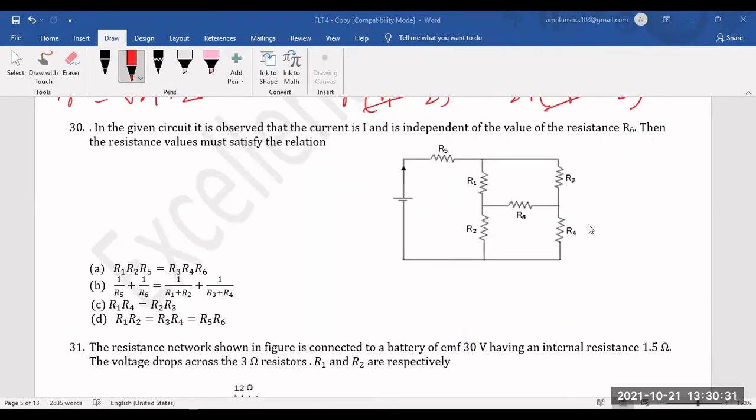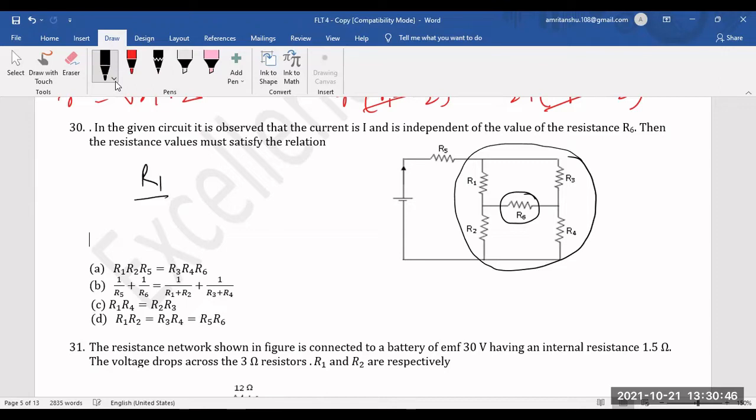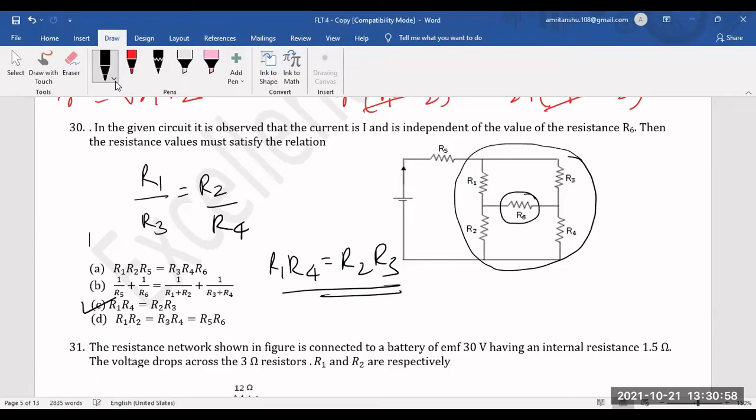So in this question, as it reads, the value of I does not depend on this resistance R6. That means this part of the network is going to be a Wheatstone bridge. And we all know the condition for Wheatstone bridge: R1 by R3 should be equal to R2 by R4. So if you just see, R1 R4 should be equal to R2 R3. Correct option will be option C.